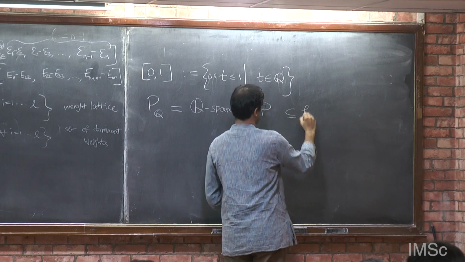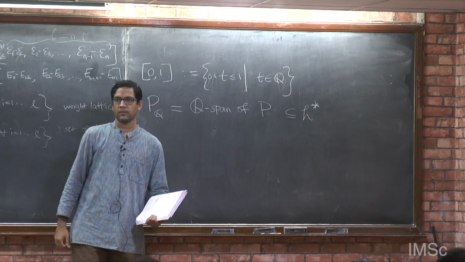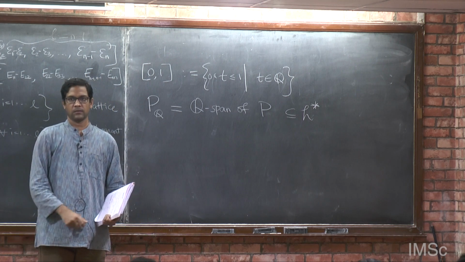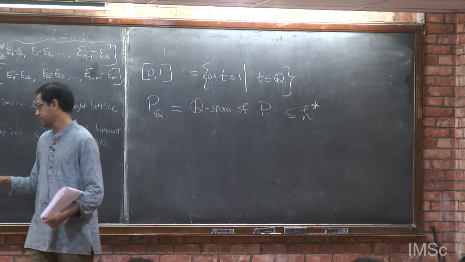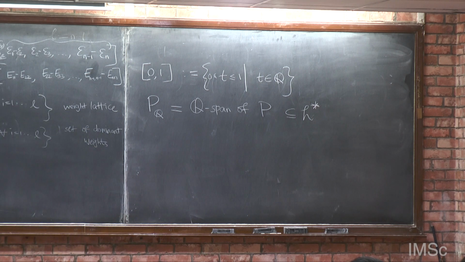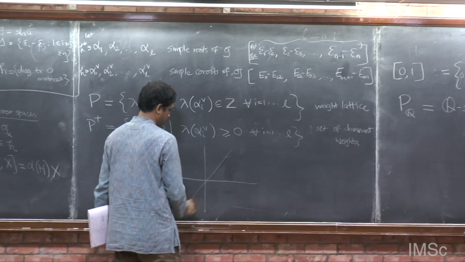Okay, so think of this as sitting inside H star. So this is just the Q span of P. P in general will, here's sort of one picture to keep in mind. If this is your space H star, a two-dimensional space, which it will be in the case of SL3 for example, then the weight lattice is some lattice. So imagine for the moment it's some lattice like this.